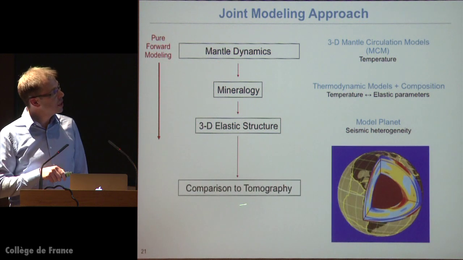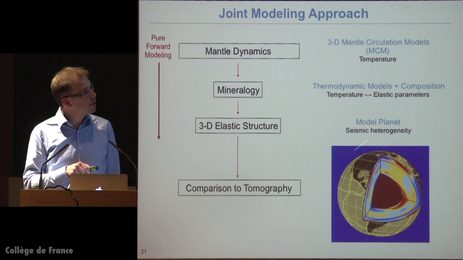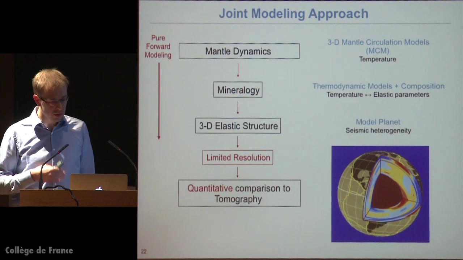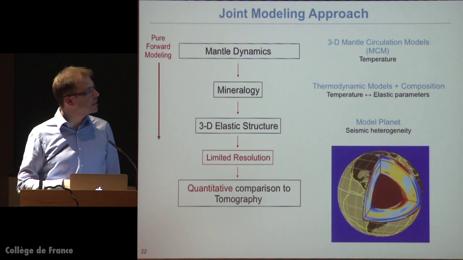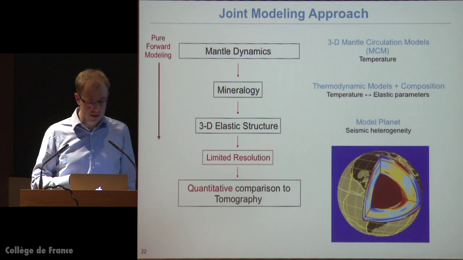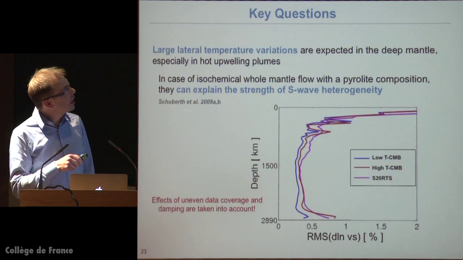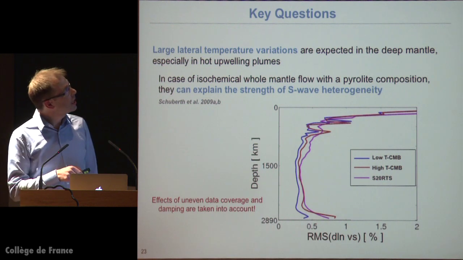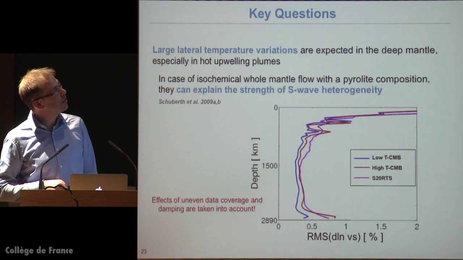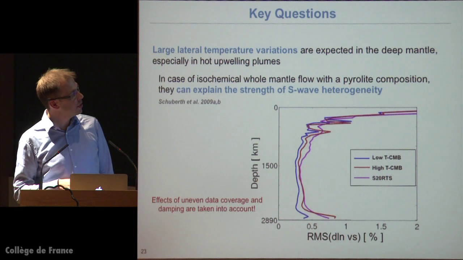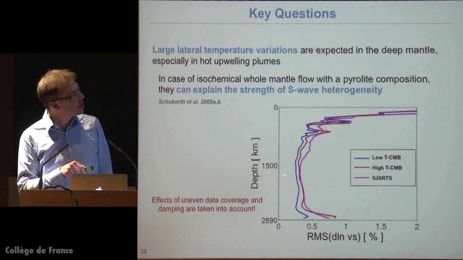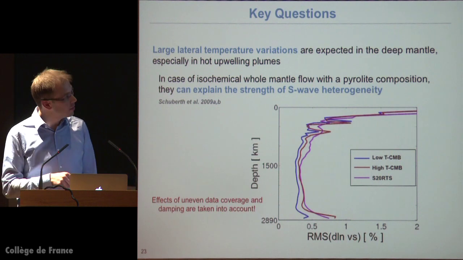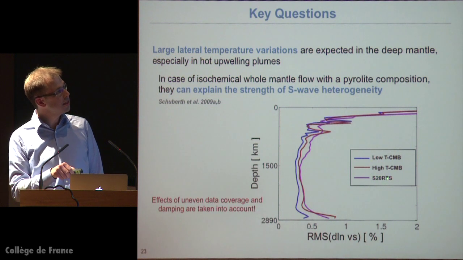So then, a few years ago, we did this and compared our model planets to tomographic models, and only if you take into account the limited tomographic resolution, you can then possibly do these comparisons in a quantitative and consistent manner. So in 2009, we could show that isochemical whole mantle flow with a pyrolite composition can explain the strength of shear wave velocity heterogeneity if we have these large lateral temperature variations. So here, in the comparison that I showed, we have taken into account the effects of uneven data coverage and damping in the inversions. We had the resolution operator of S20RTS available.